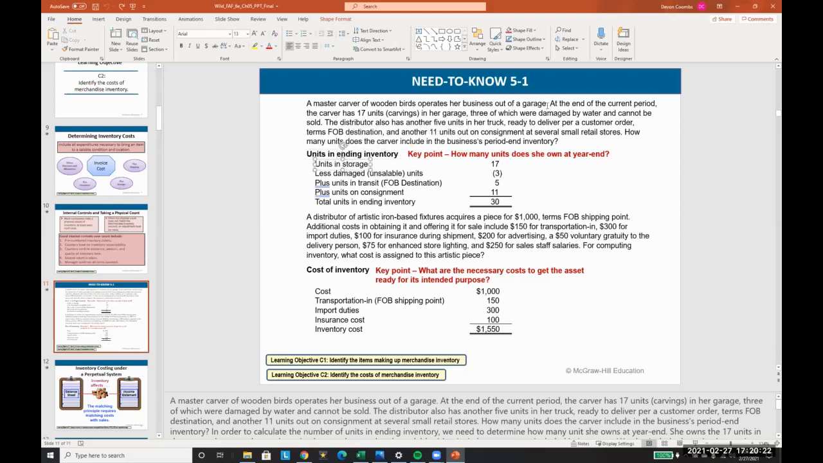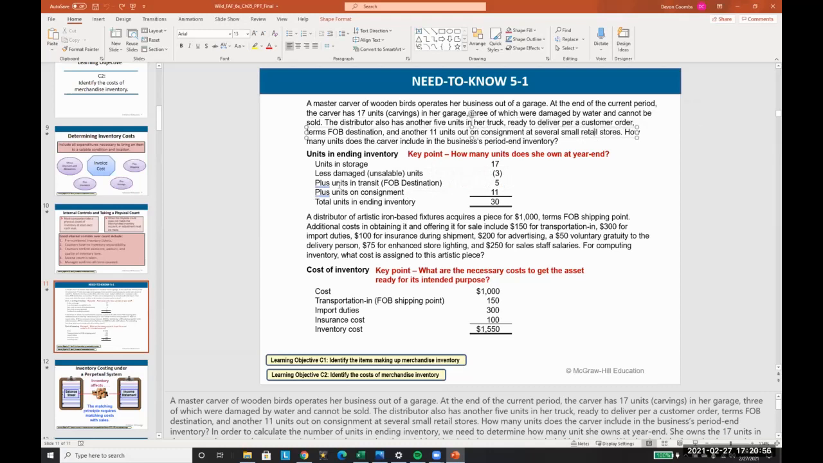And so we'll go back and say, at the end of the current period, the carver has 17 units in her garage, 3 of which were damaged and can't be sold. And so we have units in storage of 17, we know that. If we can't sell it, we don't consider it inventory, we'll expense it. So that's 3 that are damaged. Plus we know that there are goods in transit that are FOB, plus units in transit that are FOB destination, and another 11 units on consignment at several small retailer stores.